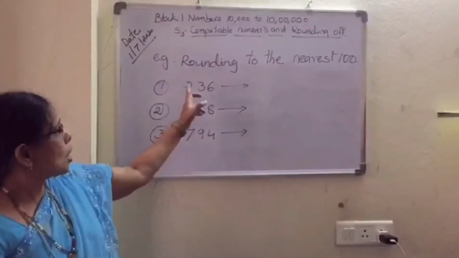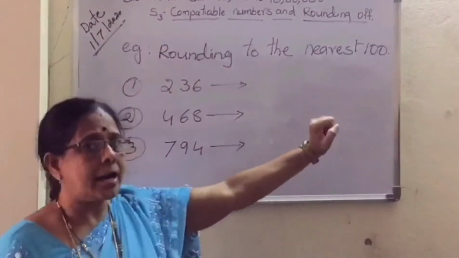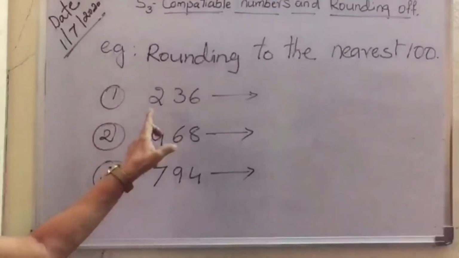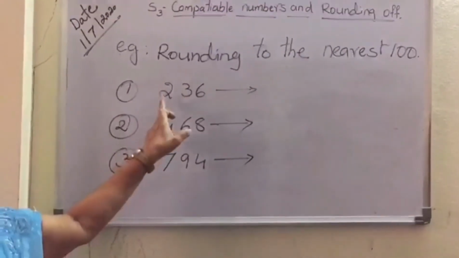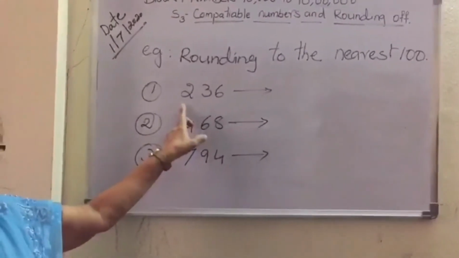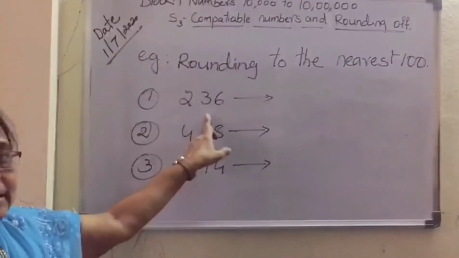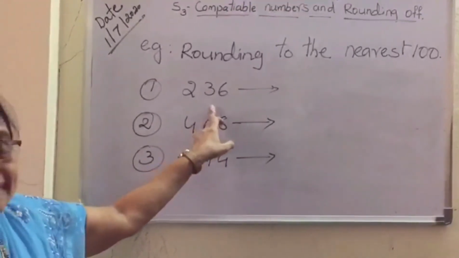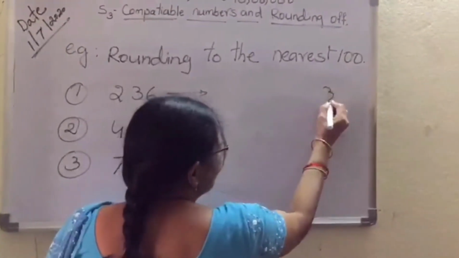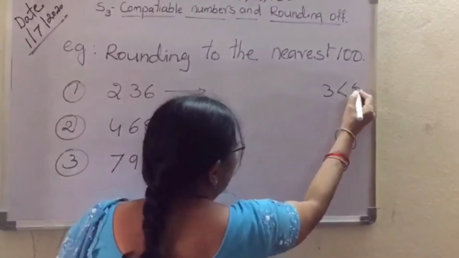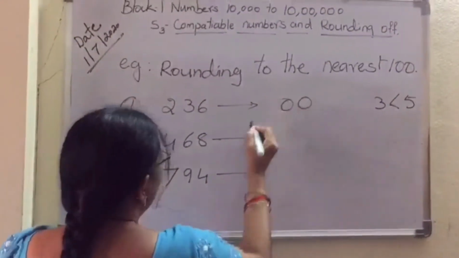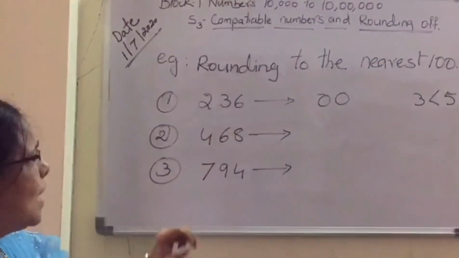Children, now rounding to the nearest hundreds. See, for the nearest hundreds, in the hundreds place, which number is there? 2. For rounding this number, we have to check the tens place. In the tens place, which number is there? 3. So 3 is less than 5. So here 3, 0, 0.